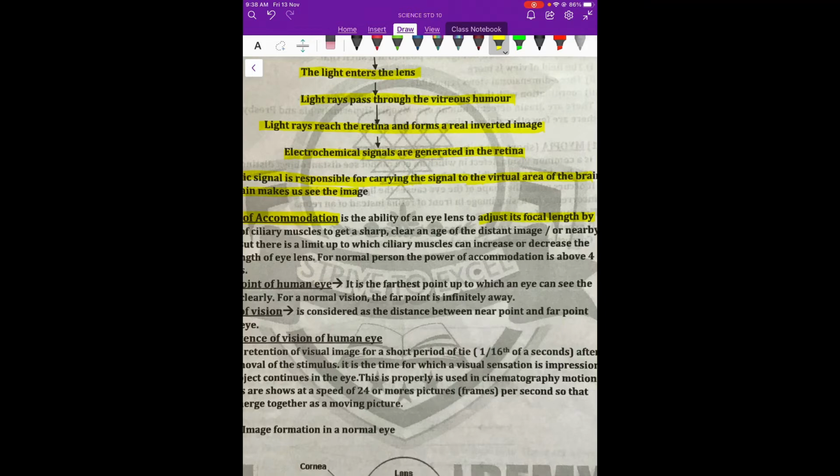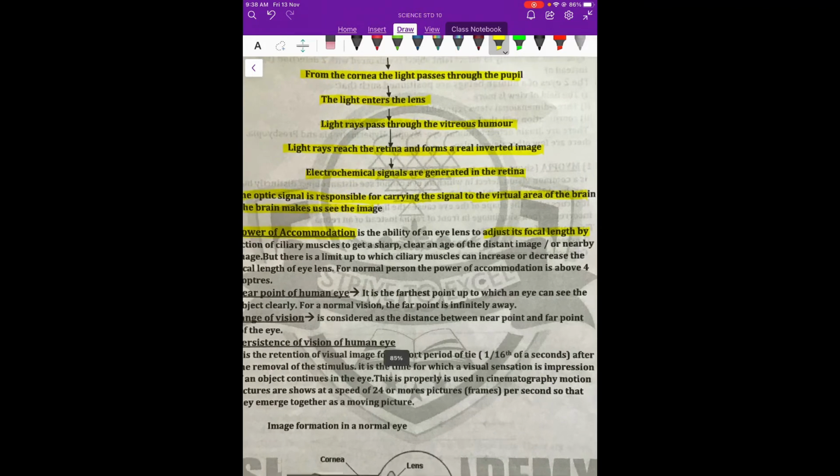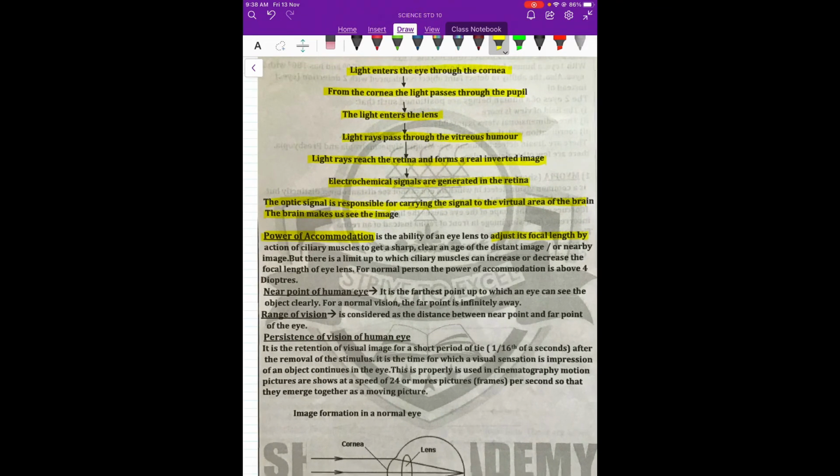So to see anything, if you take just a camera, we have to adjust the focus manually. But remember, we have a natural optical device which we call an eye, in which the focal length is adjusted automatically. This facility of automatic adjustment of focal length is called the power of accommodation. And how does it happen? It happens due to the action of the ciliary muscles.